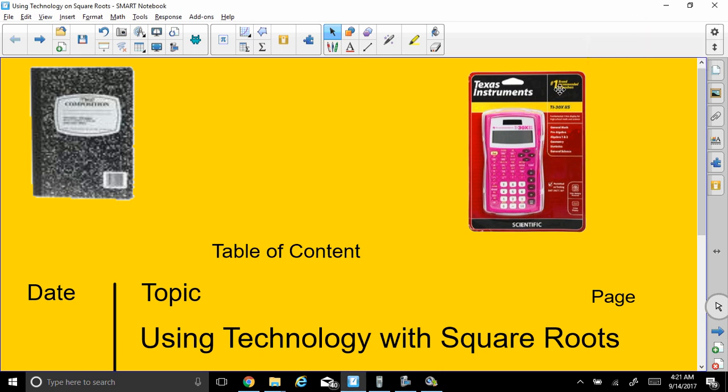This is Dr. Robinson again, and we are going to continue our studies. This time we are talking about using technology with square roots.